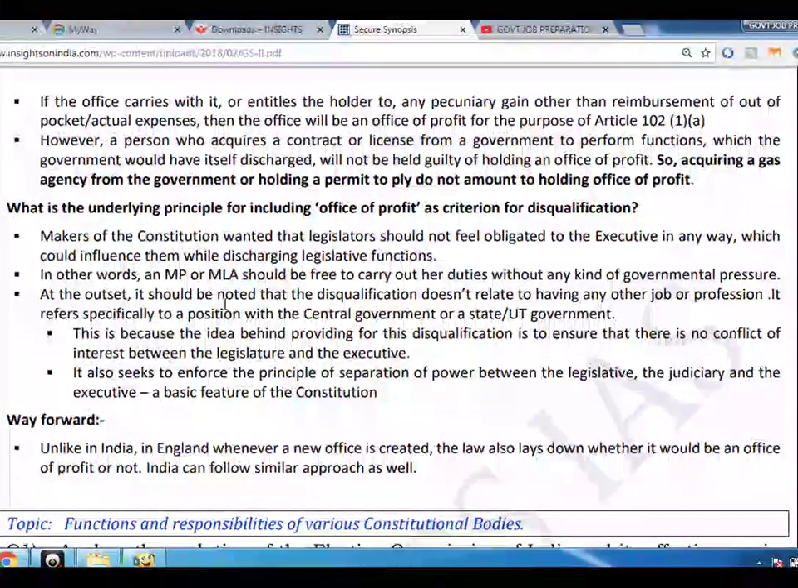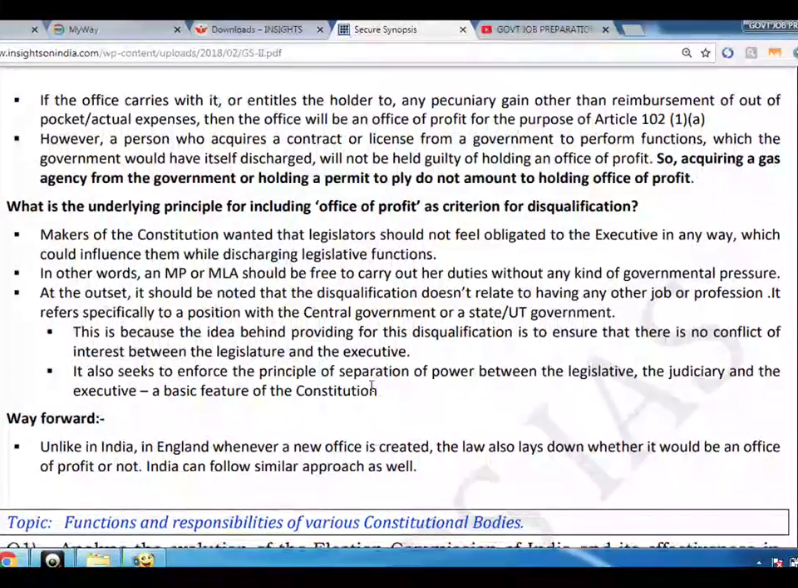At the outset, it should be noted that the disqualification doesn't relate to having any other job or profession. It refers specifically to a position with the central government or a state or UT government. This is because the idea behind providing for this disqualification is to ensure that there is no conflict of interest between the legislature and the executive. It also seeks to enforce the principle of separation of powers between the legislature, the judiciary and the executive, a basic feature of the Constitution.